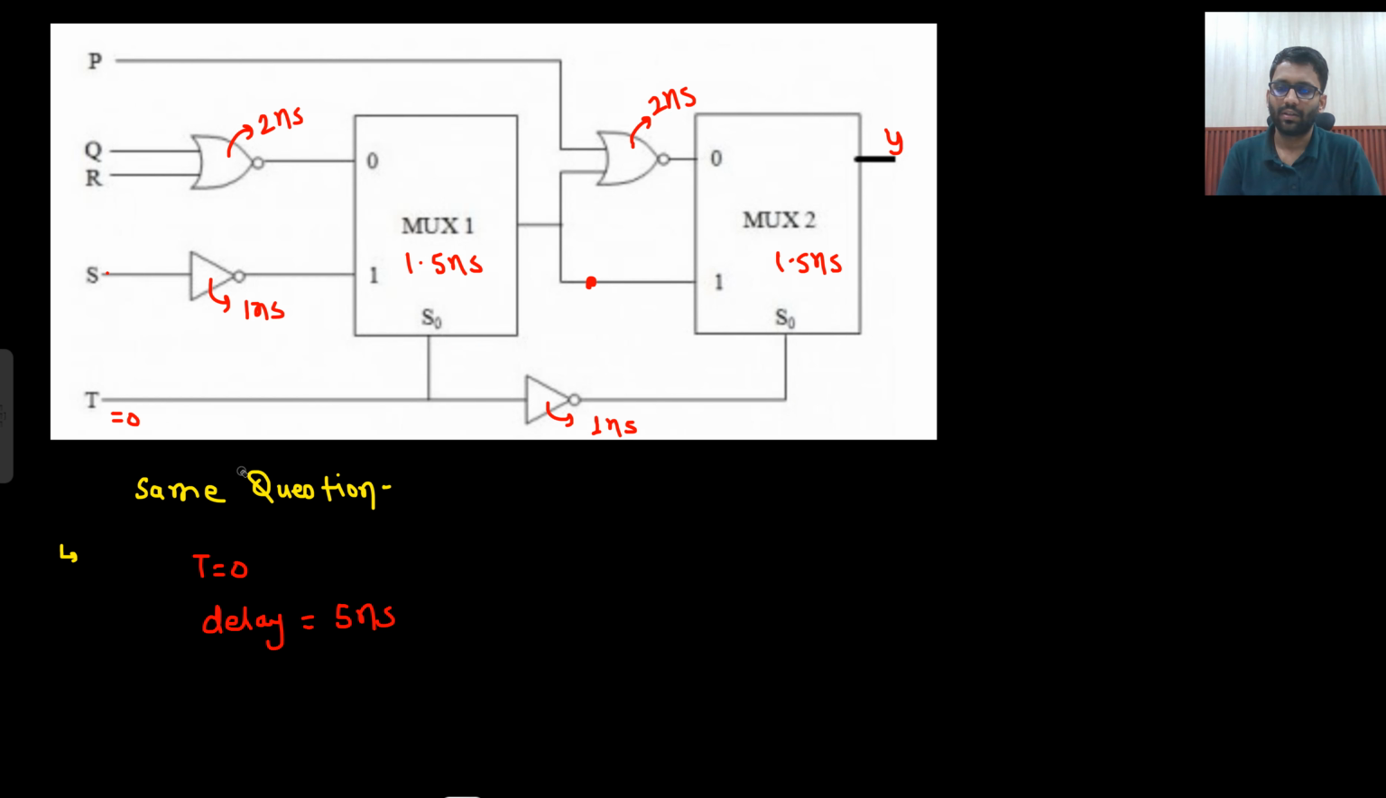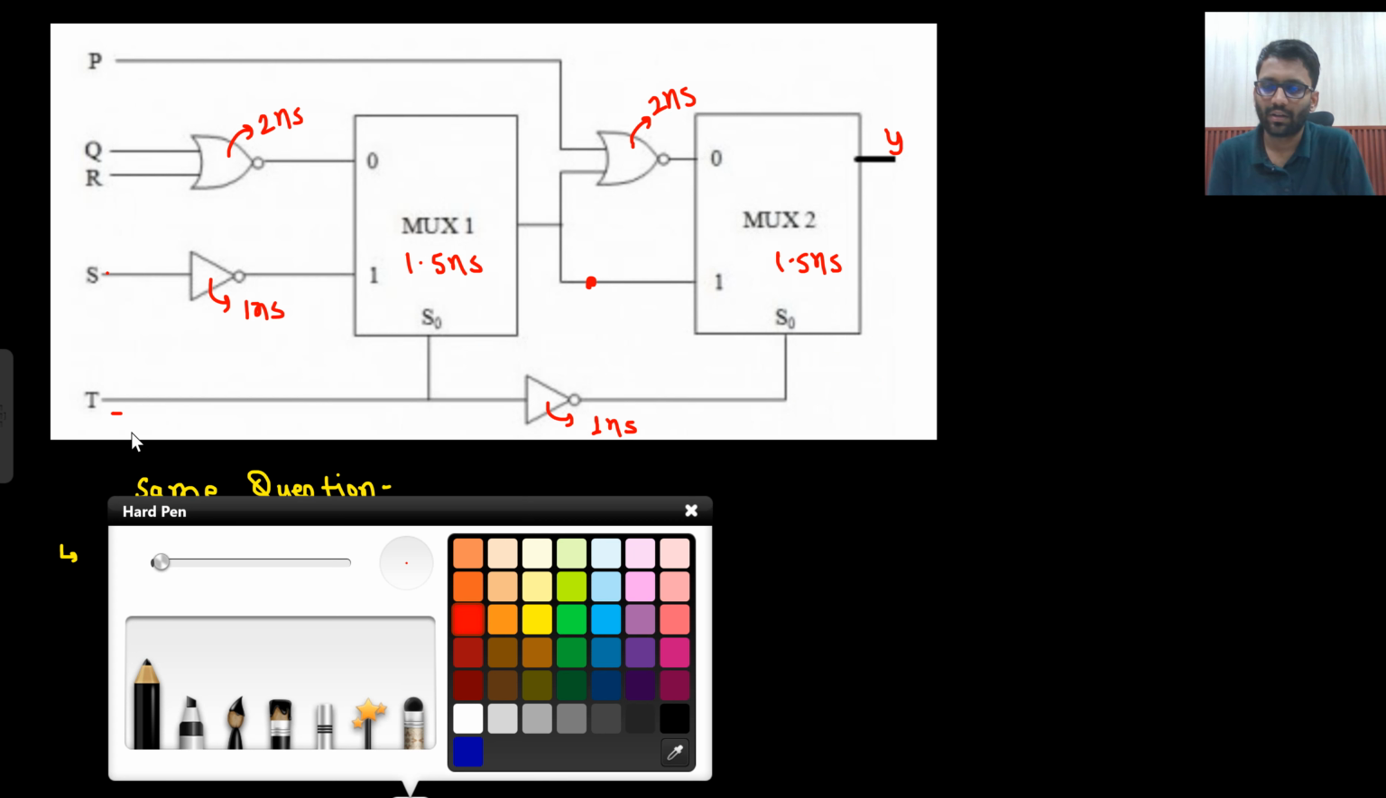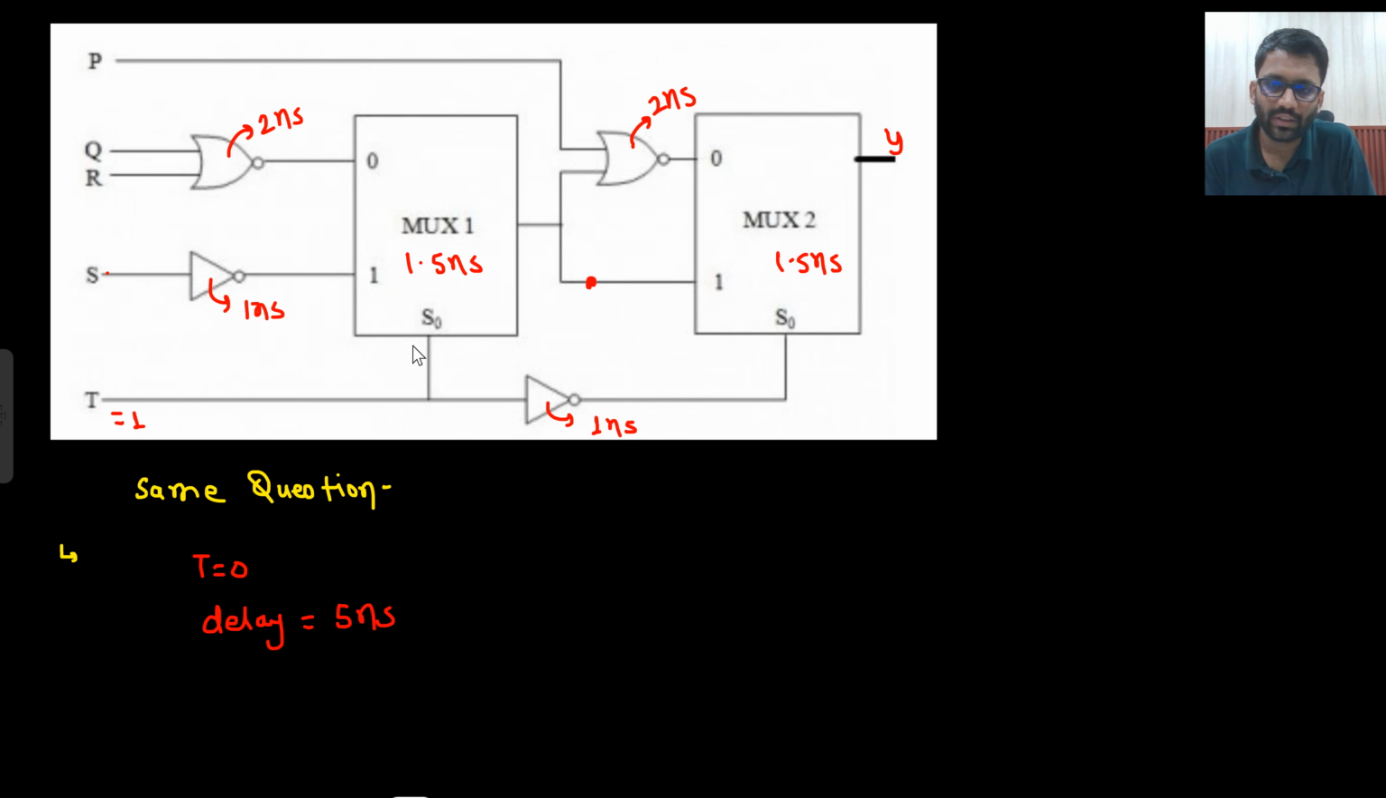Okay, now t equals to 1. Now if t equals to 1, this input 1 will become stable at t equals to 0 only, right? And this will become 0 at t equals to 1 nanosecond. So this has to look here. I will look at the final one. This has to look here. Now after how much time this will become stable, that we need to know.